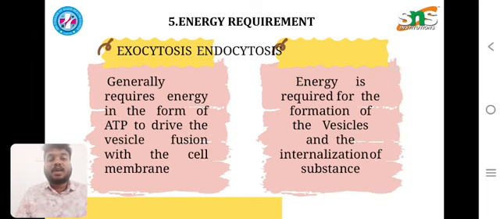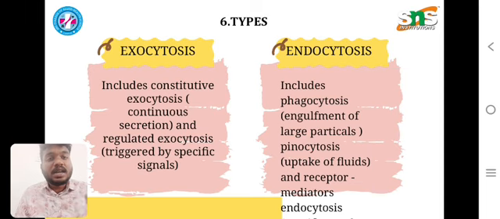So what are the energy requirements for endocytosis and exocytosis? Exocytosis generally requires energy in the form of ATP, that is adenosine triphosphate, to drive the vesicle fusion with the cell membrane, whereas in endocytosis energy is required for the formation of the vesicles and the internalization of the substances.